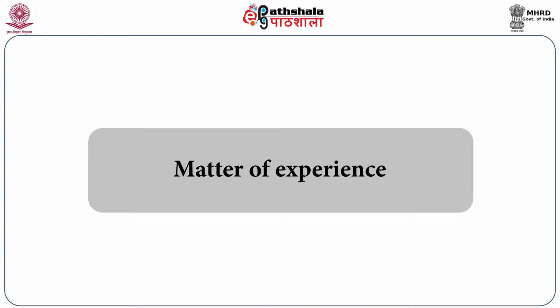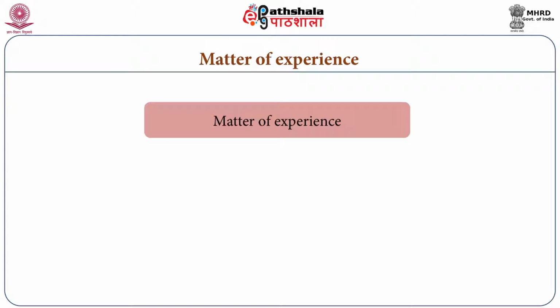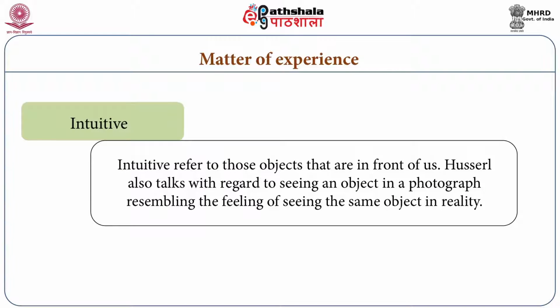But the intentional consciousness is not homogeneous. There is a qualitative difference between various pieces of intentional consciousness. This is what he calls quality of experience. Okay? He also talks about the other important thing, which is matter of experience. That is, objects as such that consciousness intends are called matter of experience. So matter of experience further has two modes of givenness. One is intuitive, the other one is signitive. Intuitive are those objects that are in front of us, and they can be seen because they are in front of us.